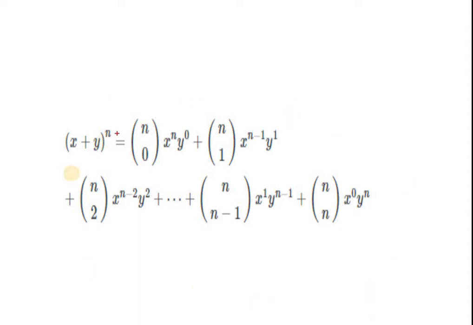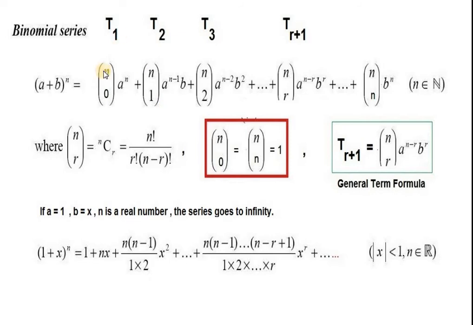Here we see a binomial series. Since here we see the first term and the last term, the number of terms is finite because the exponent n here is a natural number. When the exponent is a natural number, then we will write a finite number of terms to the right hand side. To find the value of binomial coefficient, we can use this formula.